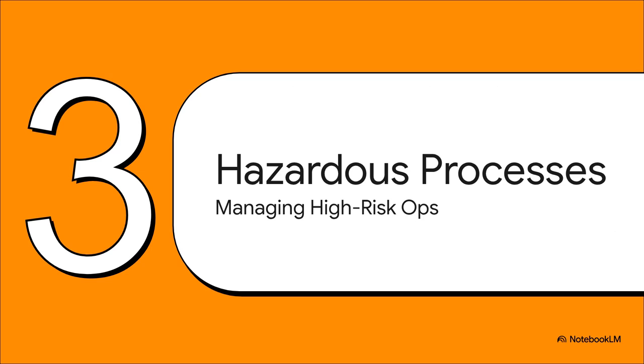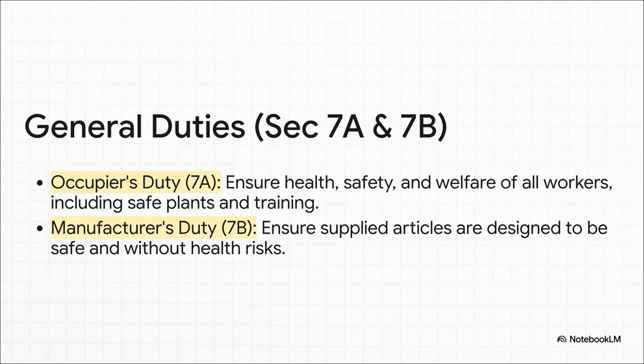All right, we've covered the general stuff. Now we're moving into the high-stakes world of hazardous processes. That 1987 amendment added Chapter 4VA. And believe me, it was a total game changer. It put some incredibly strict duties on management to stop major accidents. The key thing to get from Sections 7A and 7B is that responsibility is a two-way street. It's not all on the factory owner.